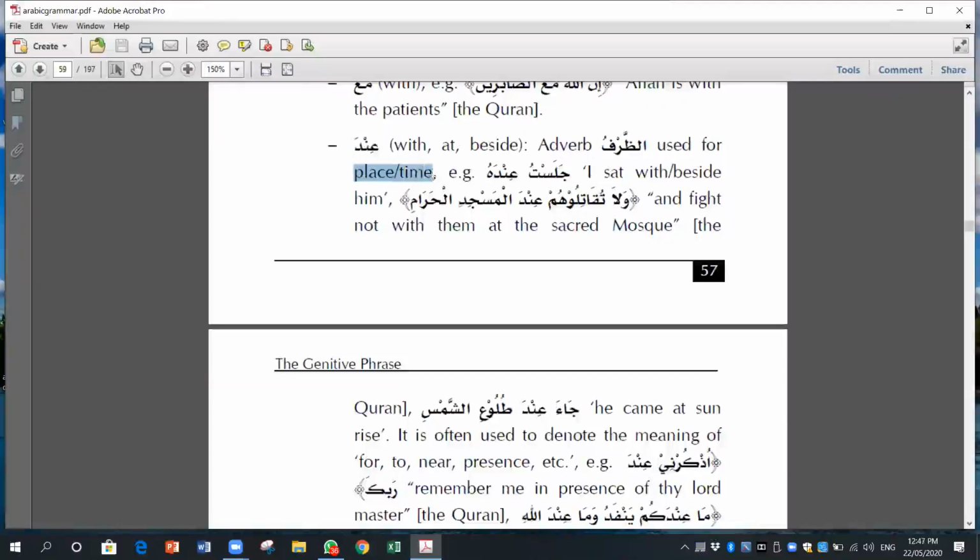Inda means near. Okay? Jalastu indahu: I sat near him, beside him. So this is place. Inda is an adverb used for both time and place. Like we say, وَلَا تُقَاتِلُوهُمْ عِنْدَ الْمَسْجِدِ الْحَرَامِ, and do not fight with them at the sacred mosque, near the sacred mosque. This is also used as an adverb of place. So in these two examples, it is used as the adverb of place.